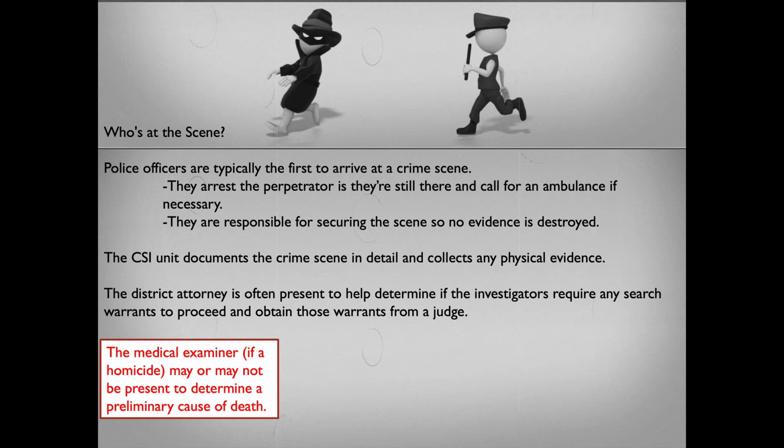A medical examiner may be called if there's a homicide, and may or may not be present to determine the preliminary cause of death. So ultimately, they may show up to the crime scene if there are deceased victims, and they may also perhaps bring a body back to the coroner's office or the medical examiner's office and do their post-mortem work there.